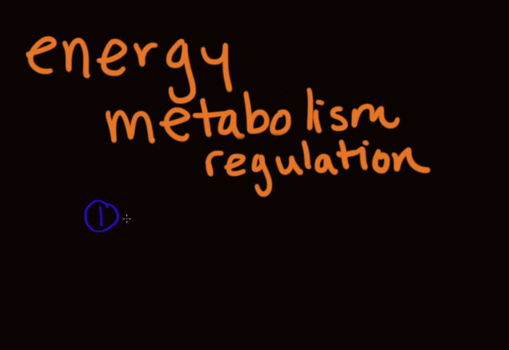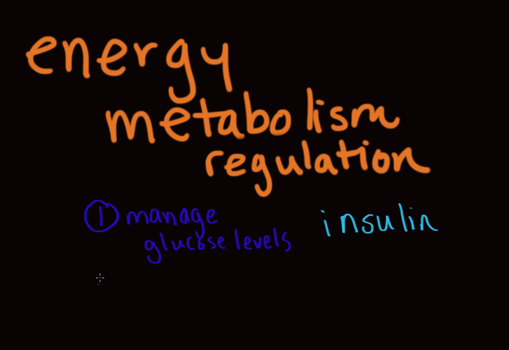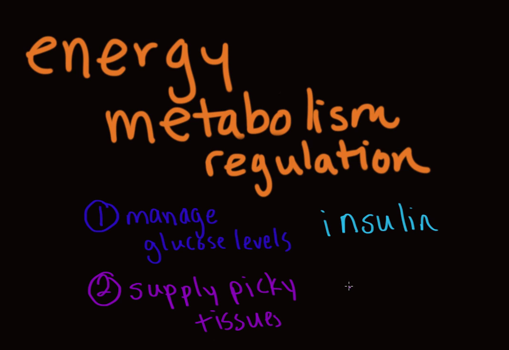So the first goal pertains to when we're using primarily glucose as our energy source. And in this case, we need to manage glucose levels because when glucose levels get too high, they're toxic. The major hormone that is responsible for this job is insulin. The second thing we need to do pertains largely to that fat burning mode. And when we're burning mostly fat, remember that some tissues still need glucose and some tissues need the fat processed a little bit in advance for them into ketone bodies. So we have to ensure that we supply those picky tissues. The hormone responsible for managing this is glucagon.